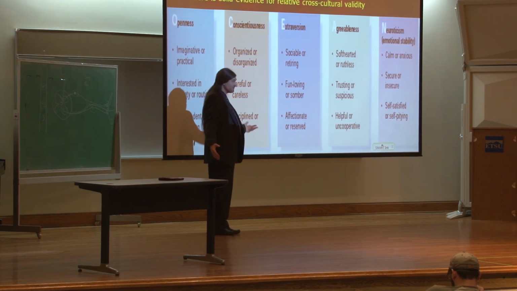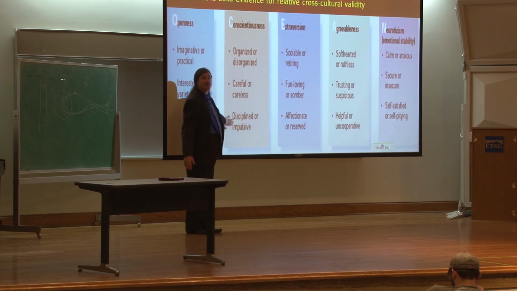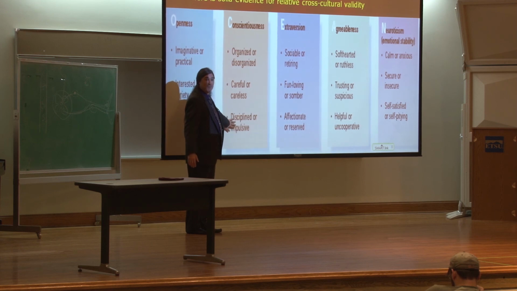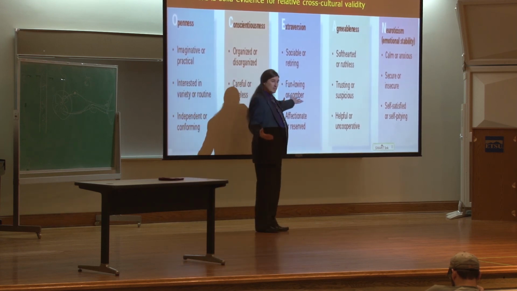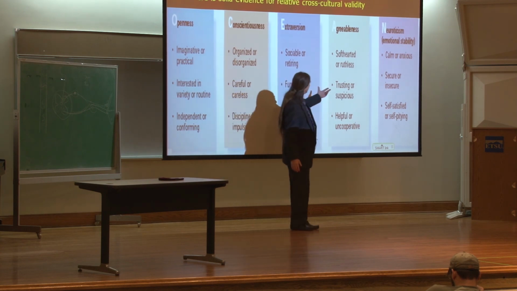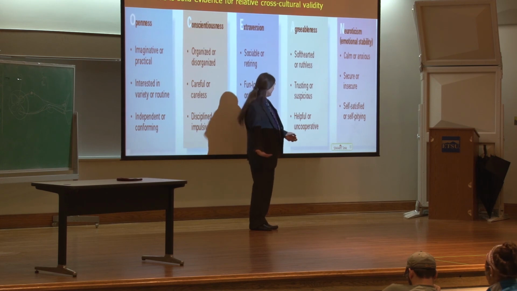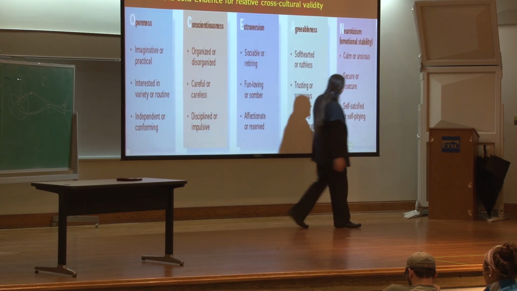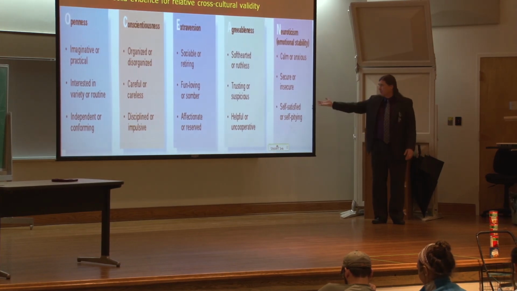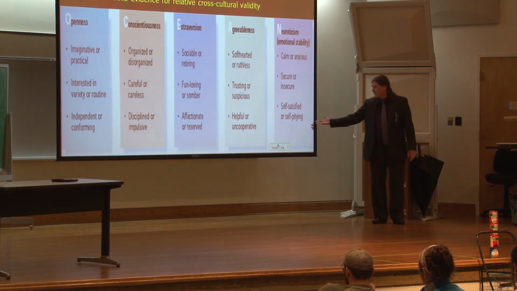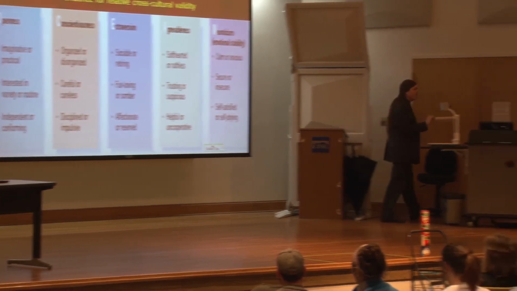Really disciplined, really impulsive? Extroversion, and that's where you would have found psychoticism of Isaac being subsumed, right? But it's broader than just impulsiveness. Extroversion, sociable, retiring, we know this one. Agreeableness, soft-hearted, ruthless. Trusting, suspicious. Helpful, uncooperative. And then out here on emotional stability, really calm, really anxious. Really secure, really insecure. Self-satisfied or self-pitying, where extremes are the problem and the middle is the norm.